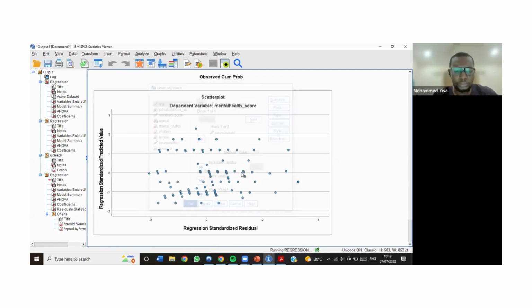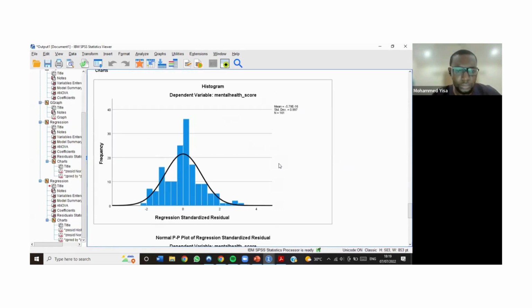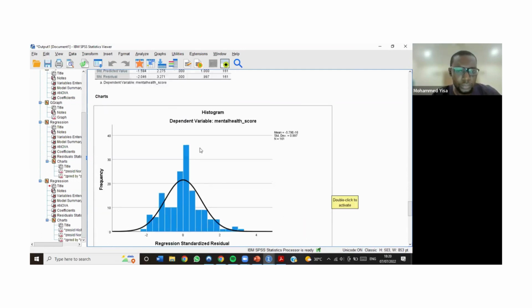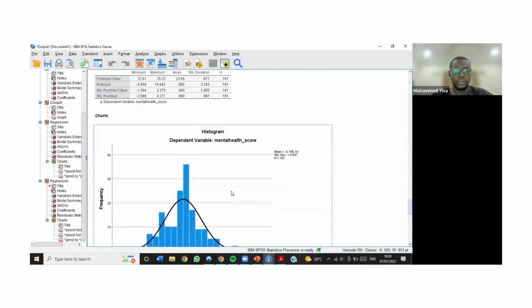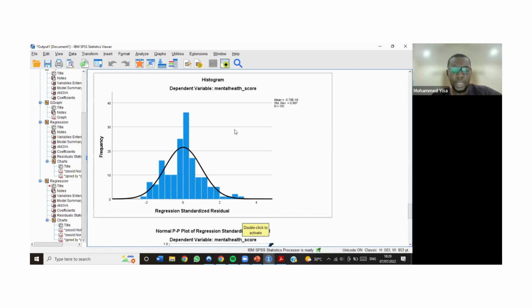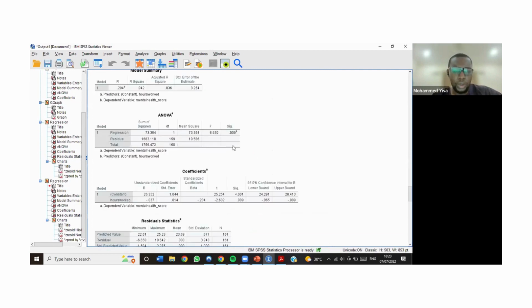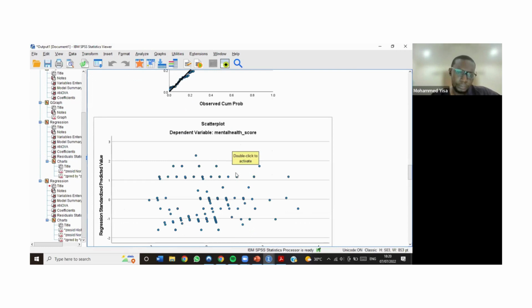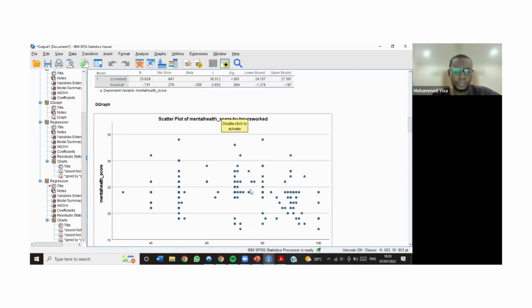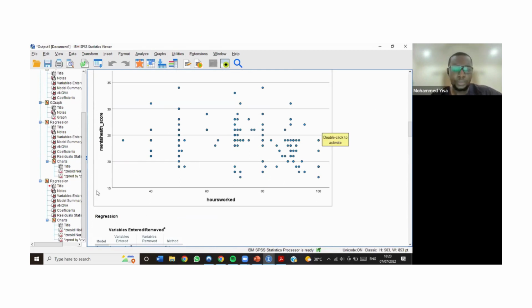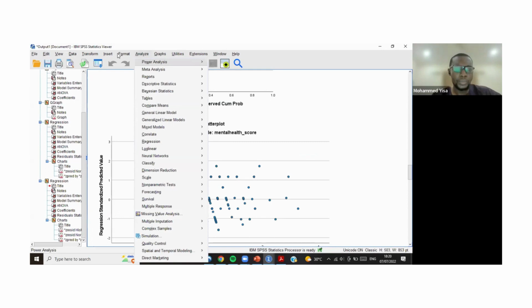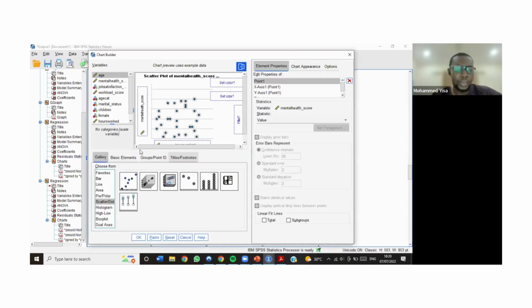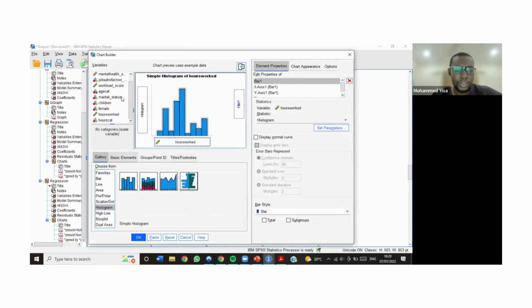Histogram. Okay, so one of the assumptions is satisfied, which is that the residuals are normally distributed. But then if we go up here, this is the two variables. They don't have a linear relationship between the two of them. If we want to go further to check whether either the mental health score or the hours worked is normally distributed, we can also do that.